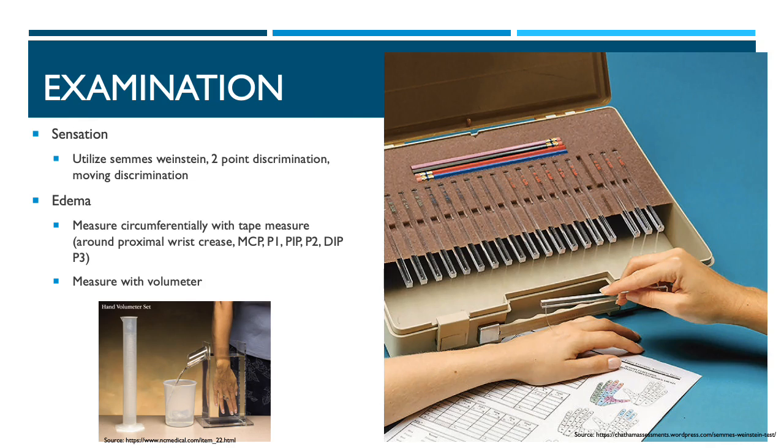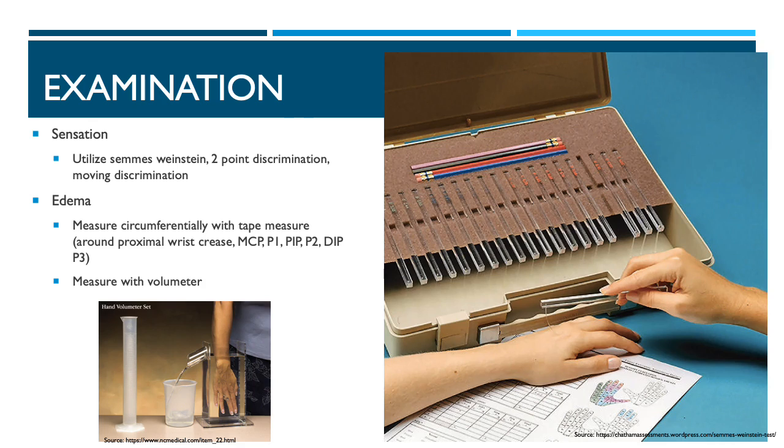During your assessment, it's also really important to look at sensation. The bigger picture here is looking at, this is the full Semmes-Weinstein sensory kit. You can also use 2-point discrimination and moving discrimination. Edema is really important to measure. You can use a tape measure, like for lymphedema treatments, and these are the typical landmarks that I use in the hand and wrist. You can also measure with something called a volumeter, which is what the picture below is showing. A volumeter measures the volume of water displaced when you put your hand in.